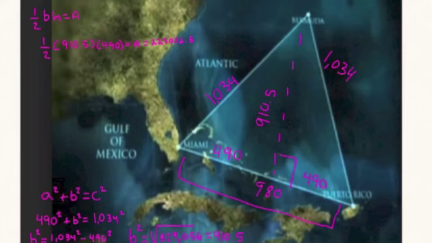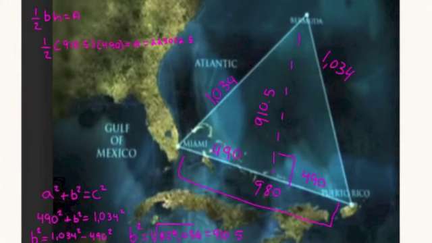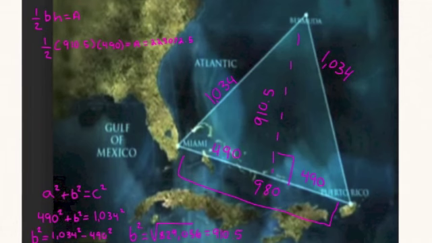Plug in 910.5 and then substitute 490 for the height. The area of the Bermuda Triangle is 223,072.5.